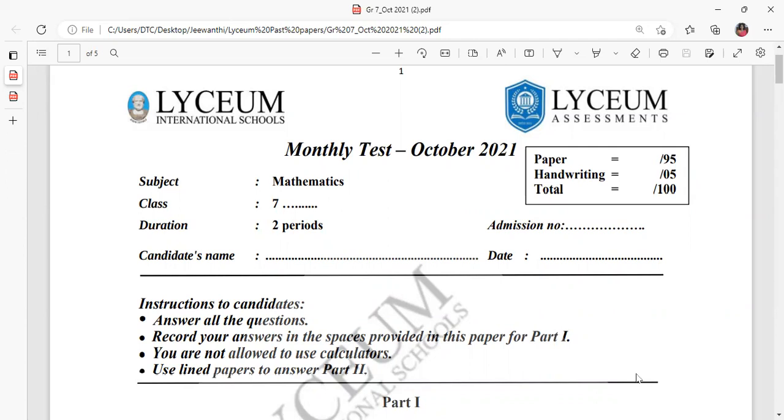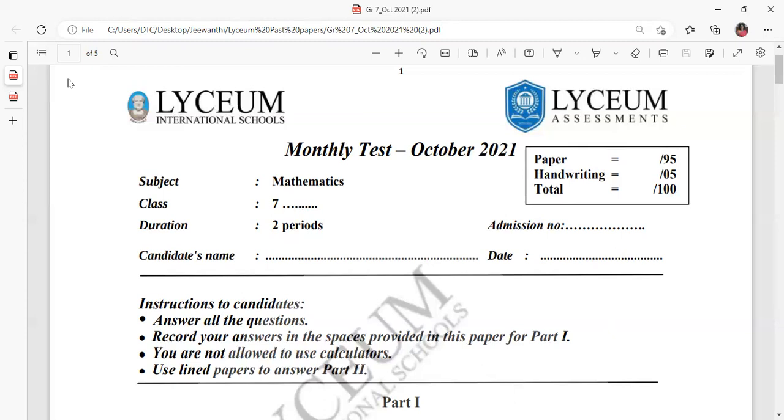Also, can you see on top that there is a rectangular box? It says out of 100: you will get 95 marks maximum for the paper, and another 5 marks for the handwriting. Don't be misled by this. The 5 marks for handwriting doesn't mean you get the marks for having nice handwriting.